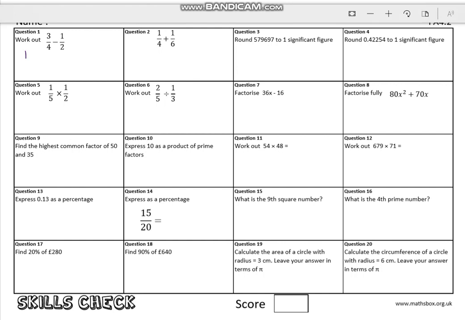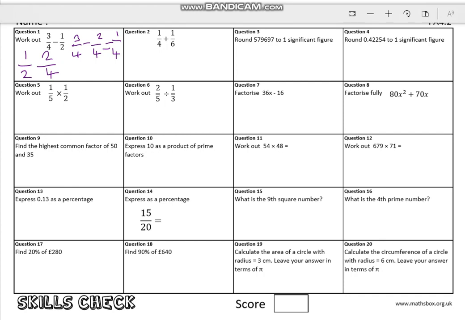So in order to get from 1/2 to something with 4 on the bottom, we are going to have to times it by 2. So we have to do the same thing for the top as well, which would make it 2/4, which is equivalent to a half. So now we would have 3/4 minus 2/4. And then we just do the top two numbers, so the answer would be 1/4. So that's the answer for the first one.